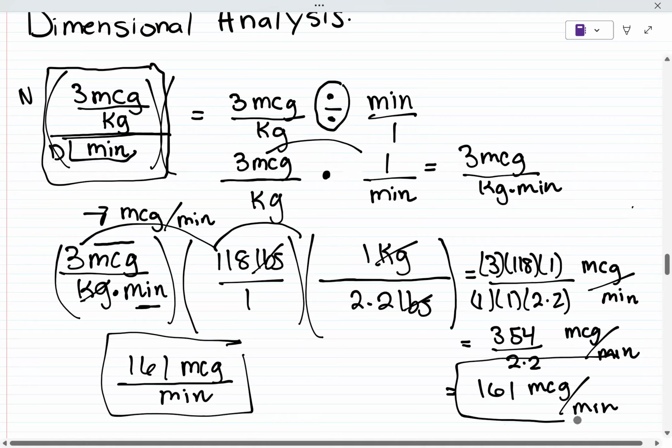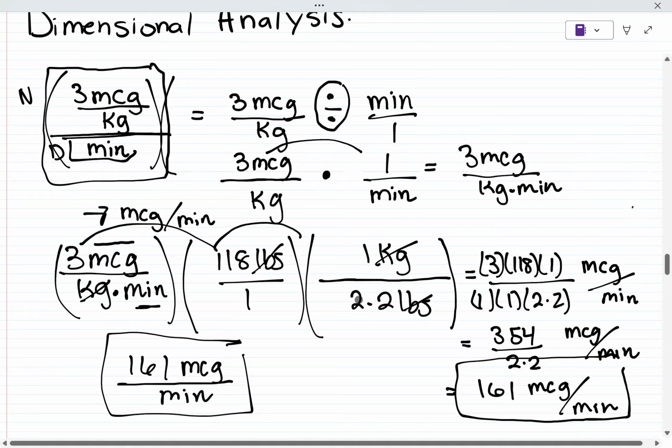It's the same thing. Okay, so what made this problem a little bit more strange was this complex fraction. I simplified the complex fraction first. That'll make your life so much easier. And then I knew I had to get mcg per minute, so I multiplied. Once I simplified it, I got this, and I multiplied by the patient's weight, and then I used my conversion because I need to get rid of the pounds and kilograms, so I know that 1 kilogram is exactly 2.2 pounds.